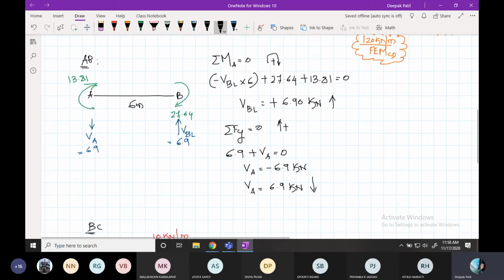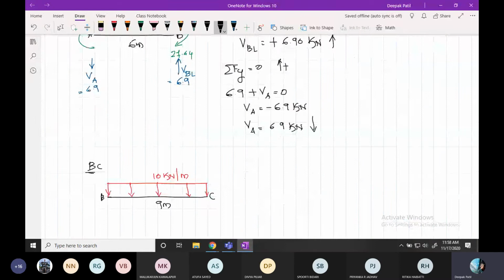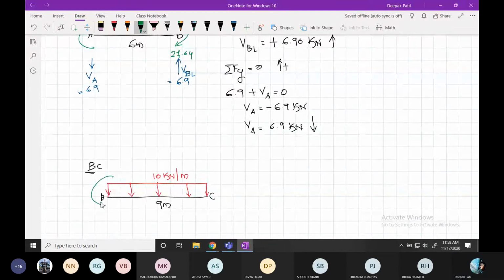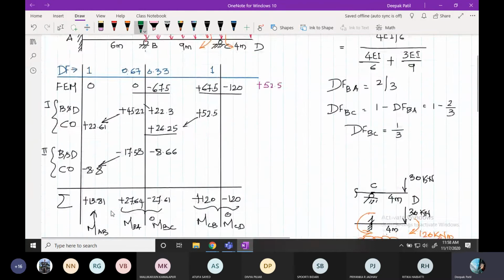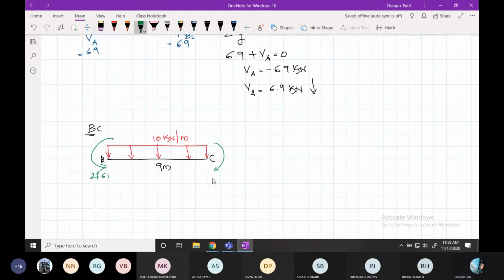And I will write the moments. So the MBC is minus 27.61. So I should write it in an anti-clockwise direction. 27.61, and MCB is plus 120. So I should write it in a clockwise direction. So this is 120. I will assume some shear forces. So let me assume this as upwards, and I will call it VB right. And I will call this, say, VC.